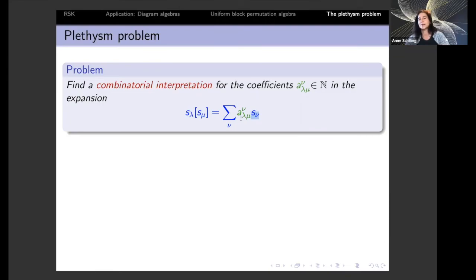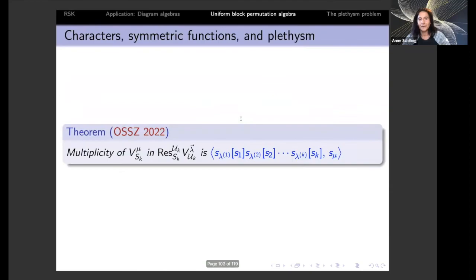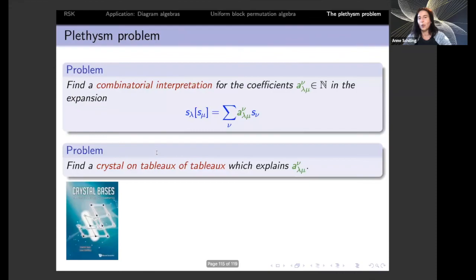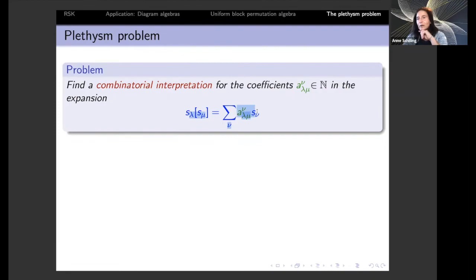And so this representation theory that I just described to you of the uniform block permutation algebra, well, if we go back, right? So this formula here gave an interpretation for a product of these plethysms as some multiplicity of a given representation. But one thing that one would really like to know more precisely is what is a combinatorial formula for these coefficients, not just a representation theoretic interpretation.